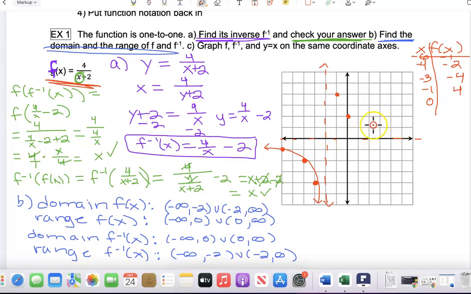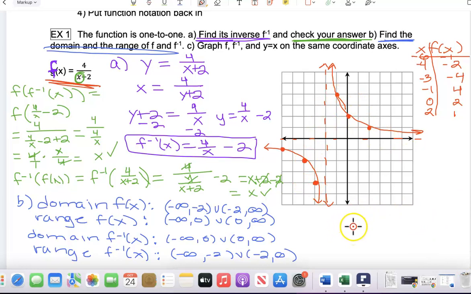If I pick 2, for instance, then I've got 4 over 2 plus 2, which is 1. Forgot to fill this guy in. So 2, 1 would give me a third point. And again, that gives me a really nice idea of what my graph should look like. Apologize for this little mishap there.